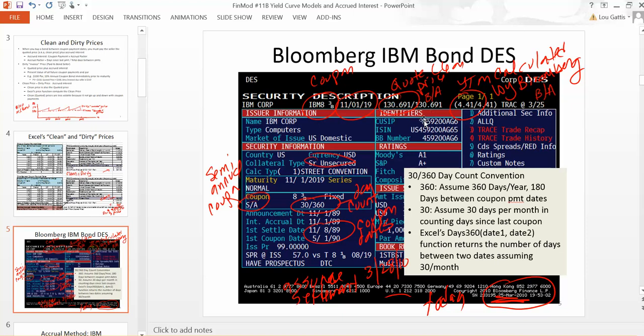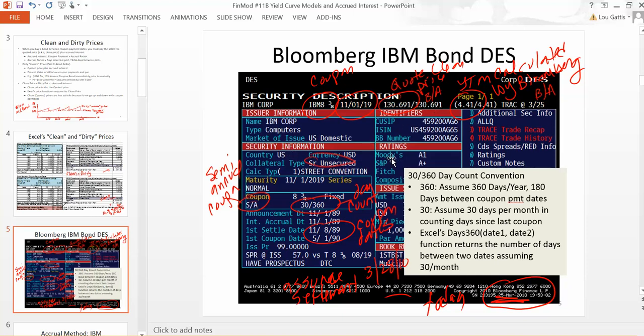This is the bid and ask price from Bloomberg. They're the same for now for some reason, 136.91 bid, 136.91 ask. That again is a quoted or clean price. And then based on this bid and ask price, Bloomberg calculates a yield to maturity of 4.41 for bid and ask since the prices are the same.